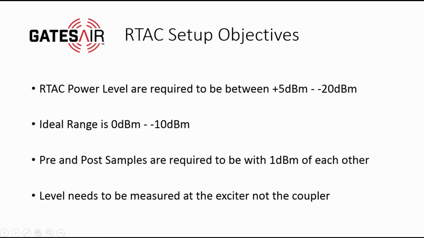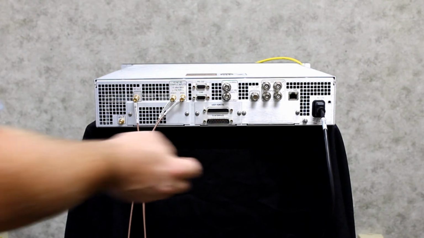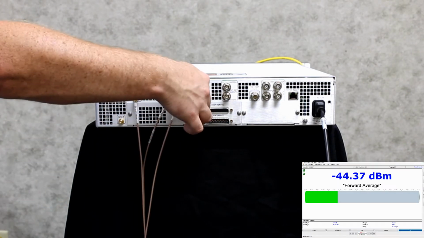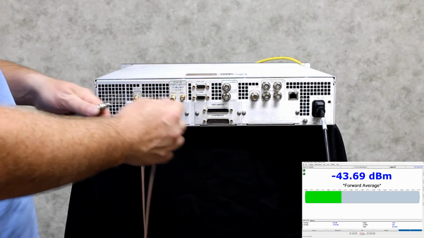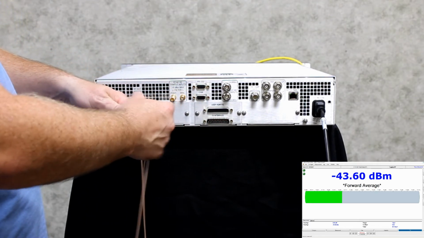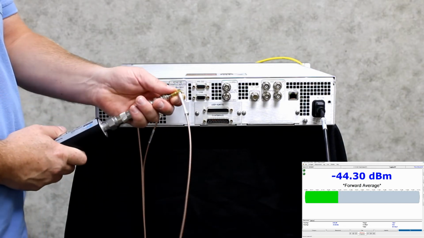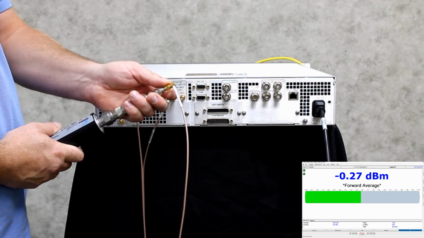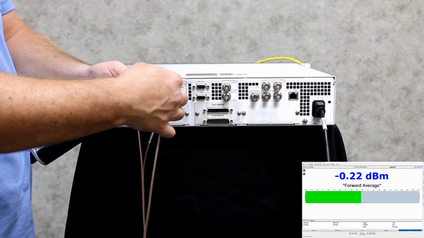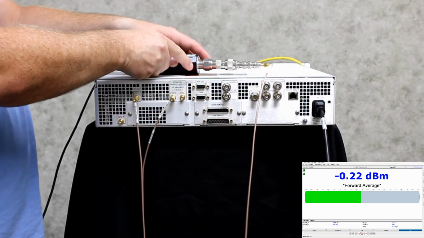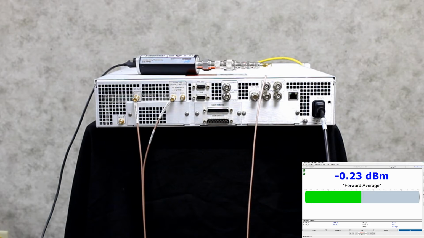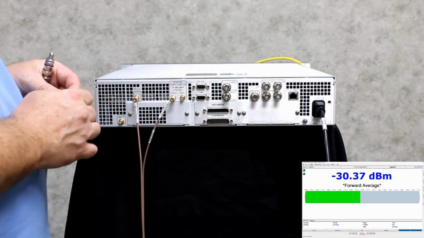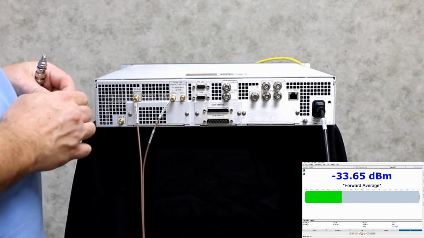To start the procedure, we are going to remove the pre-filter sample from the back of our M2X exciter and attach it to a power meter. As you can see, our sample level is minus 0.2 dBm, which is right on the edge of what is considered to be ideal. So just to put us more centered in that ideal range, what we're going to do is attach a 5 dB pad in series with that RF sample cable and remeasure.